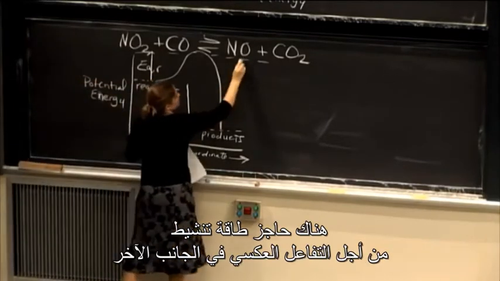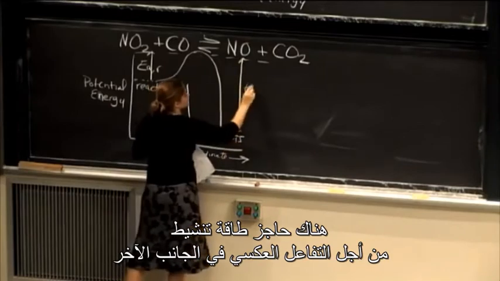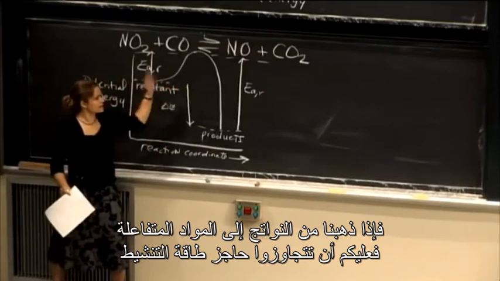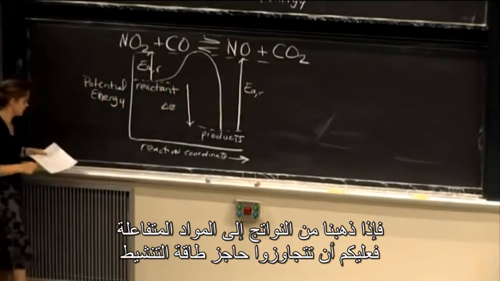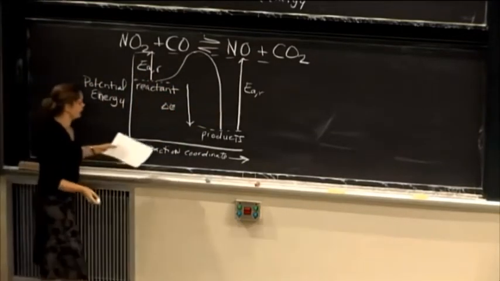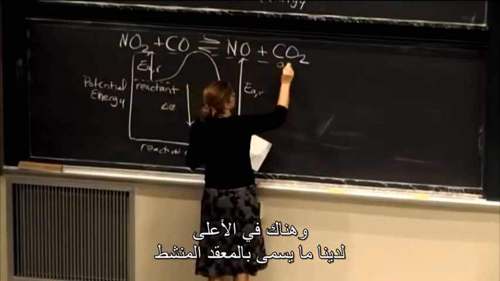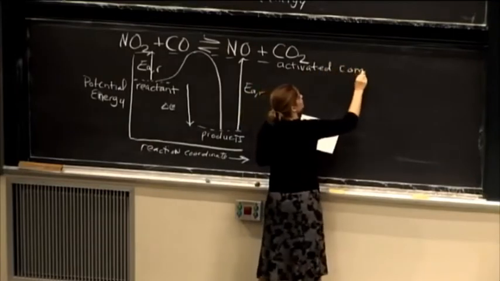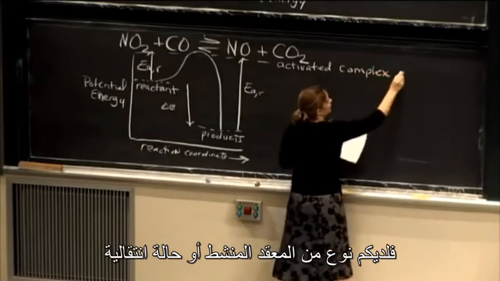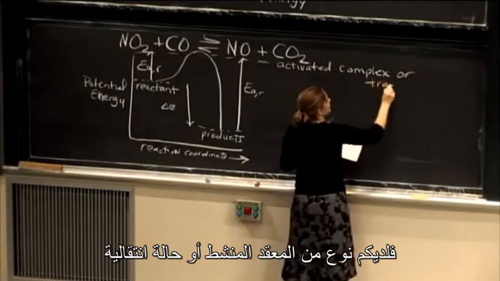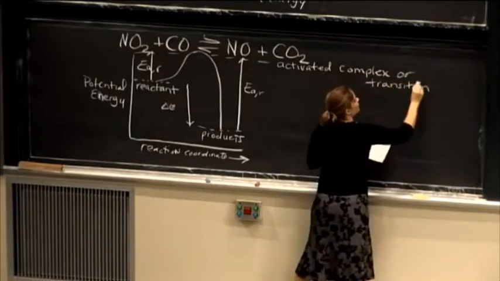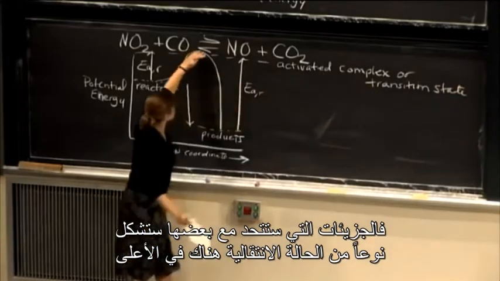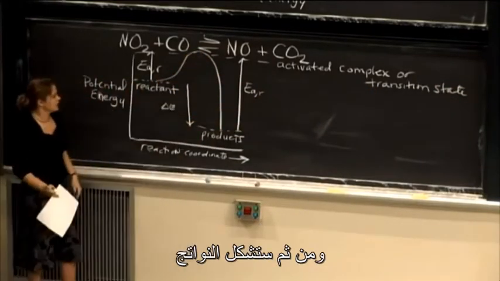There's also an activation energy barrier for the reverse reaction on this side. So if you go from products to reactants, you have to overcome that activation energy barrier. And up here, this is called the activated complex. So you have some kind of activated complex or transition state. The molecules will come together, form some kind of transition state up here, and then go down into products.